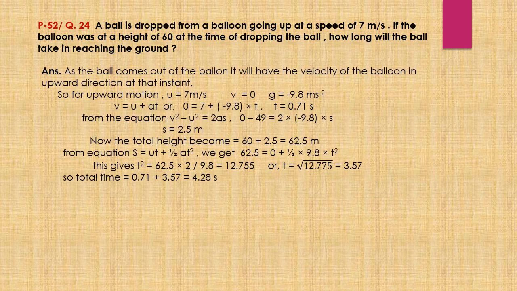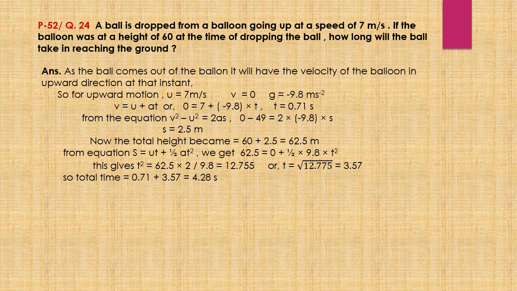Answer. As the ball comes out of the balloon, it will have the velocity of the balloon in upward direction at that instant. So for upward motion, u is equal to 7 meter per second for balloon and the ball, and v is 0, g is equal to minus 9.8 meter per second square. Using the equation v square minus u square is equal to 2as, that is 0 minus 49 is equal to 2 into minus 9.8 into s, so s is equal to 2.5 meter. Now the total height becomes 60 plus 2.5, that is 62.5 meters.